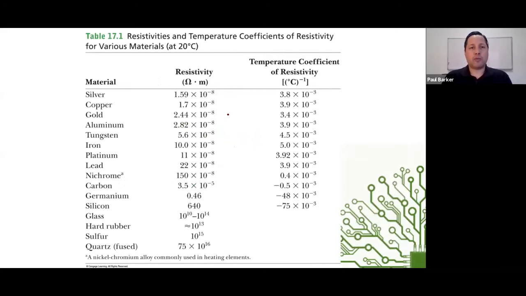Now, on this table right here, we have the different materials plus their resistivity along with the temperature. So for silver, copper, gold, and aluminum, as well as the rest of them, here's the resistivity in ohms times meter at this particular temperature. Now let's go ahead and take a look at some examples.